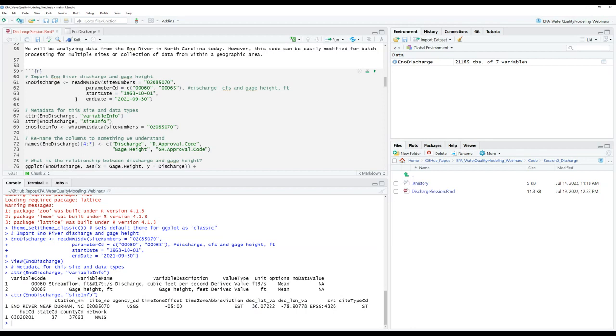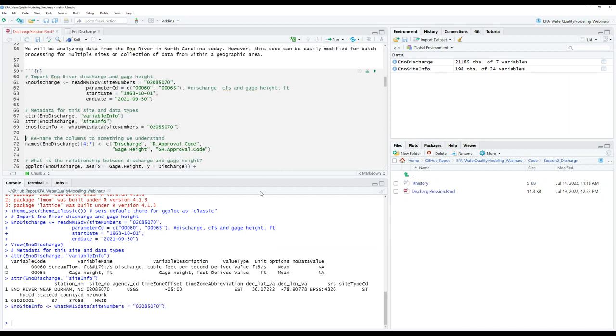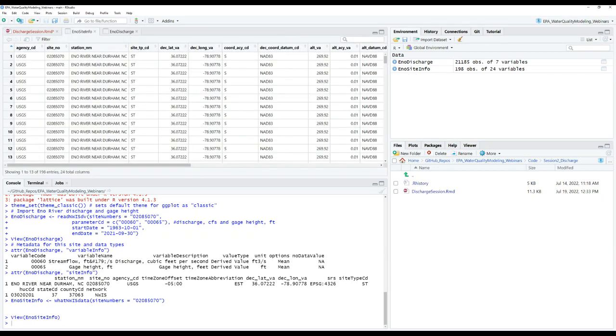Like I mentioned, there's also this function called what_NWIS_data, and this can allow us to gather more detailed information about the specific site. So we will call this a new object, and we'll call it site info. Use that assignment operator to use this function what_NWIS_data for this specific site number. I'll go command return to run that line of code, and now we have a second object in our environment, where if we click on that, we have some more information.